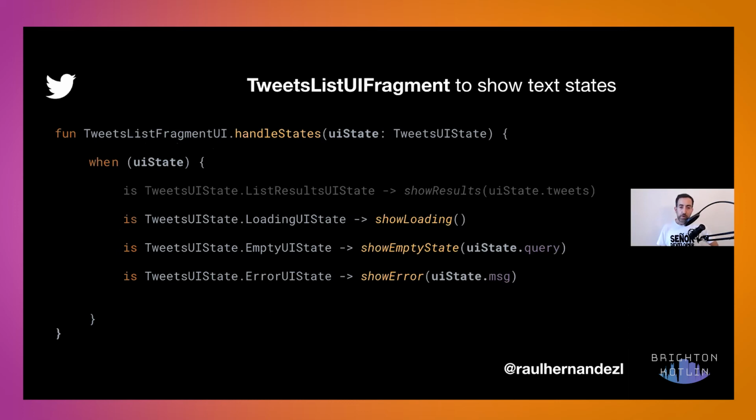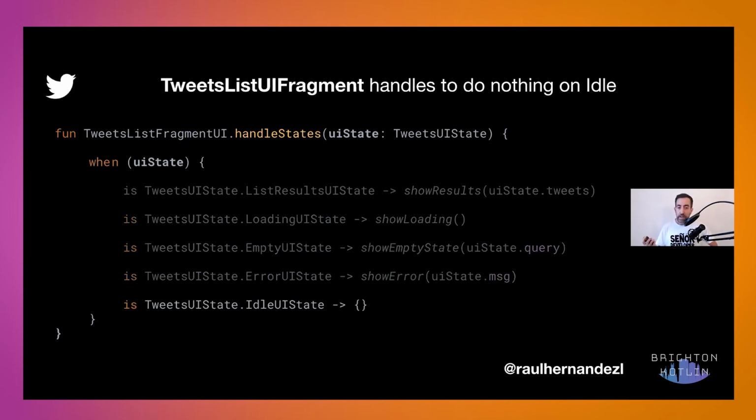So I created a few more extension functions, and I won't go into the details of these implementations, but basically you can imagine if I show the loading, I will show the loading and I will hide the other elements. For the next one, I will show the empty state and I will hide the other elements. I will show the error and I will hide the other ones, right? And for the idle, I don't need anything for my imperative UI. I just do nothing there, right?